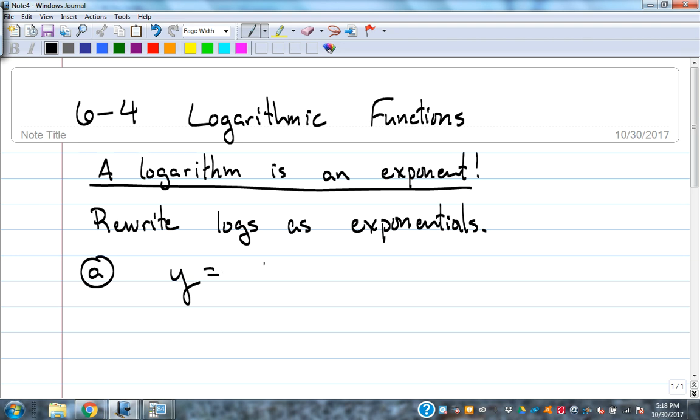So we'll start with a pretty simple one, log base 3 of x. And that's how that's written. Y equals log base 3 of x.